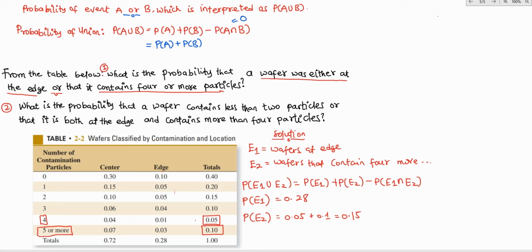And then we know that what you have here is the probability that a wafer contains zero particles. This is the probability that a wafer contains one particle, a wafer contains two, a wafer contains three. But you want to look at the probability that a wafer contains four or more particles, which means that you're going to consider these two. Okay, so that's what it means. So now we know the probability of E1, we know the probability of E2. What is left for us is to find the probability of E1 intersection E2. So let's look at that also.